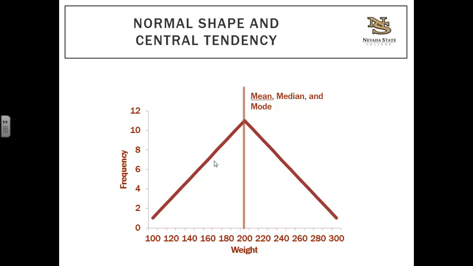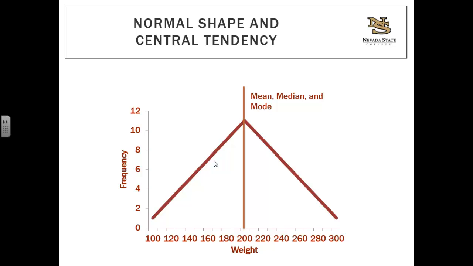In this sample, most people were between 180 and 220 pounds. We had some people who were really heavy and some people who were really light. So this is a situation where we have ratio data, and it's a normally distributed distribution. So we would want to use the mean in this case.